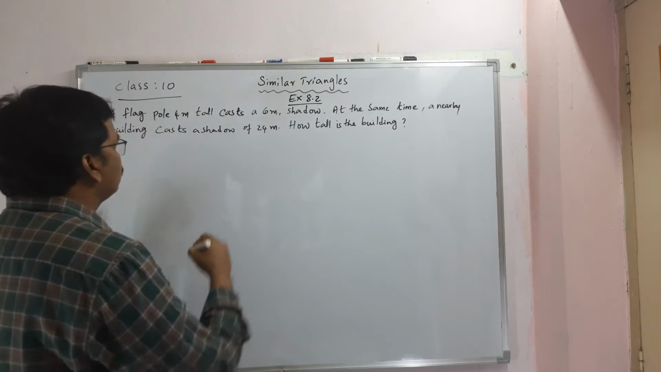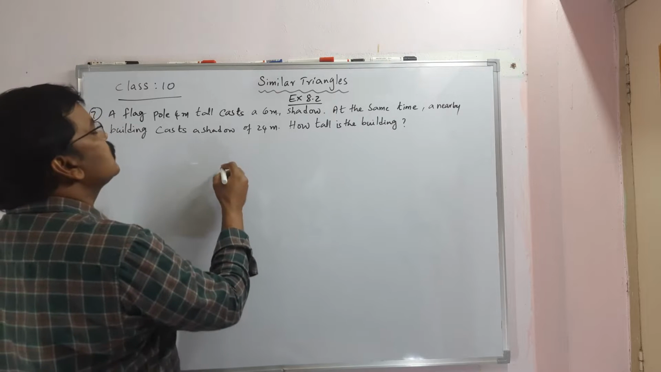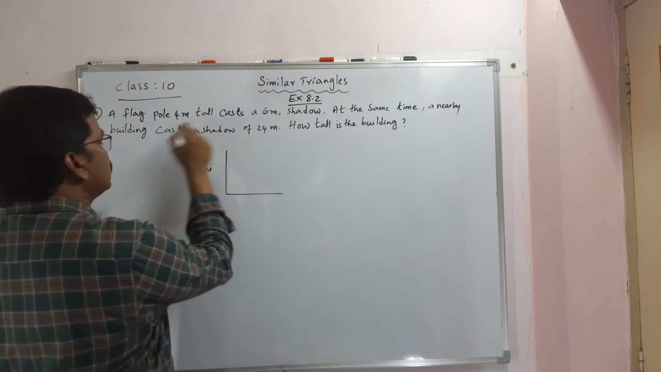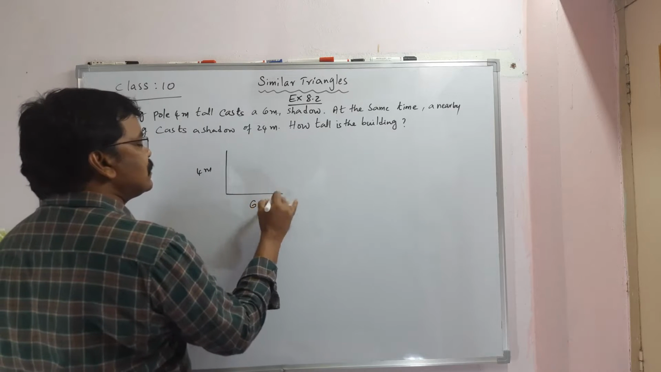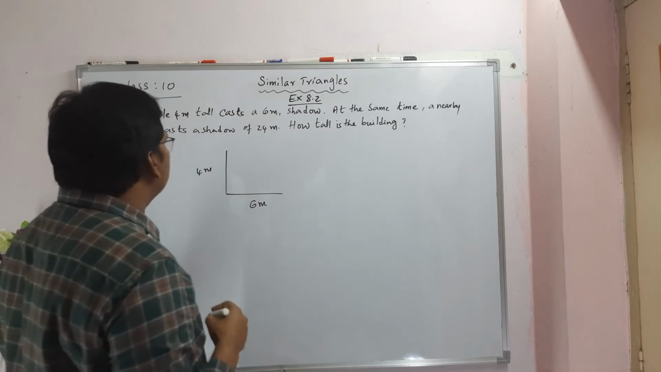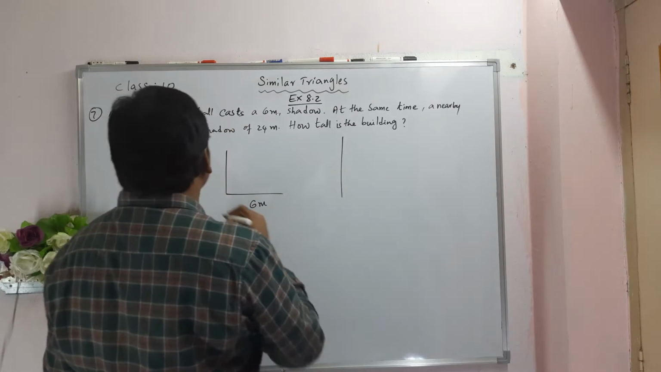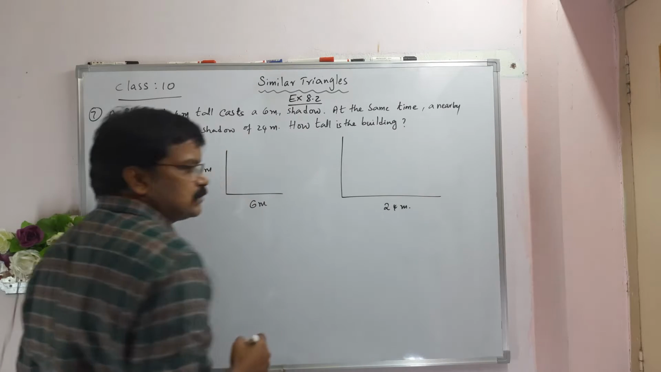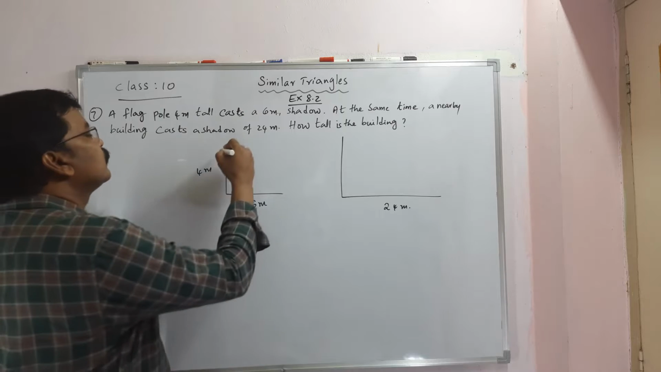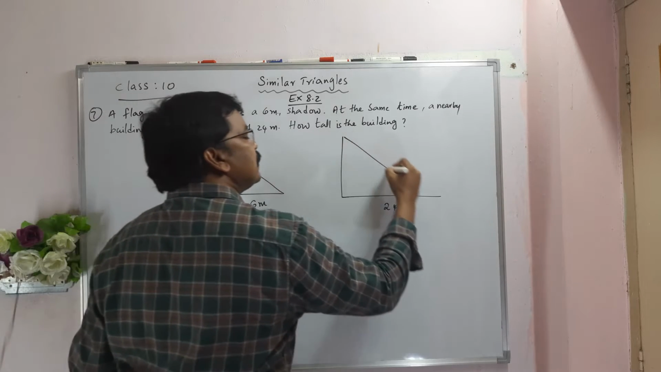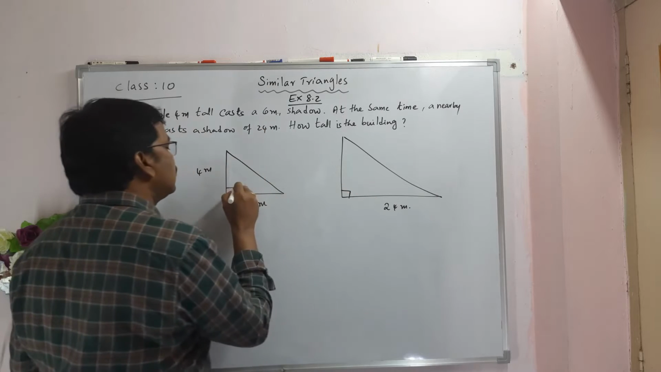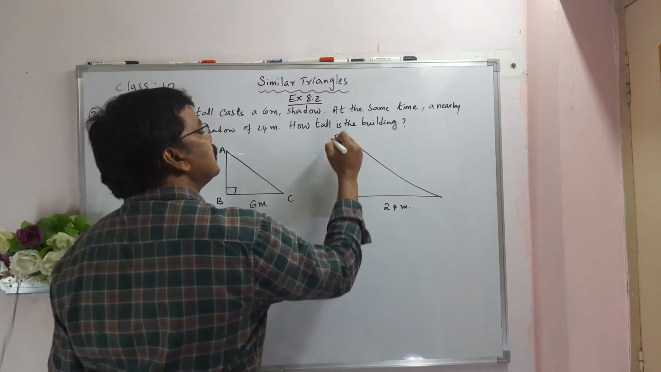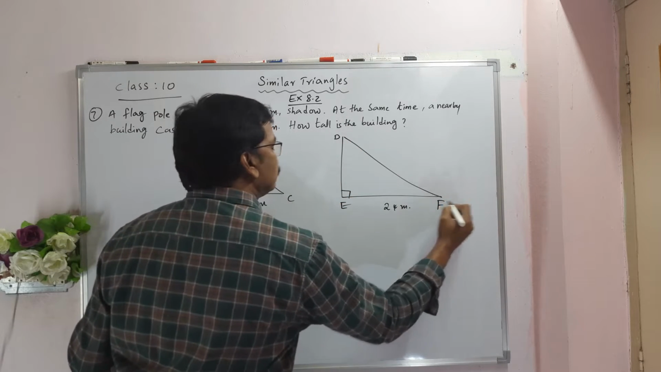A flagpole of 4 meters tall casts a 6 meters shadow. At the same time, a nearby building casts a shadow of 24 meters. Here it forms two right angle triangles. This ABC is one triangle, DEF is another triangle.